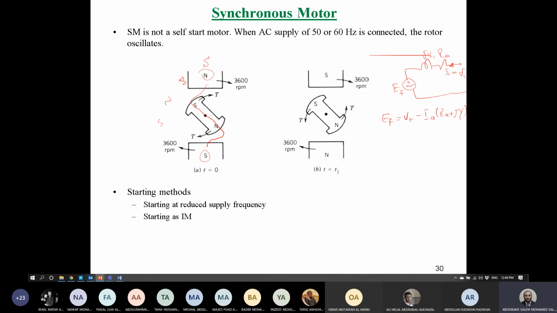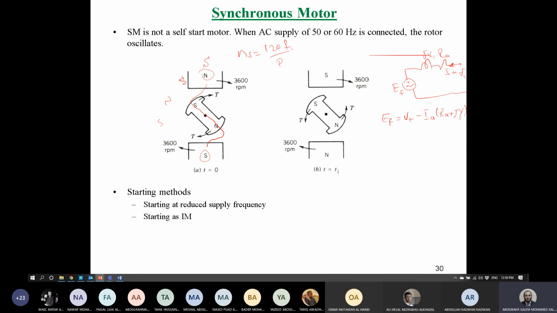So how can we change the rotation or synchronous speed? How can we reduce it? Change the frequency. Exactly. We have NS equals 120 times frequency over the number of poles. This means that if we start with reduced frequency, the synchronous speed will be slow, and in this case, the stator poles will catch the rotor poles and start moving. Once the machine starts moving, you can increase the frequency. It will not stop again. It will continue in rotation.